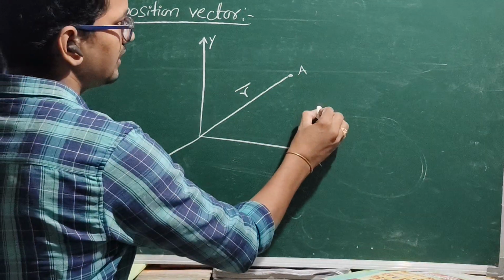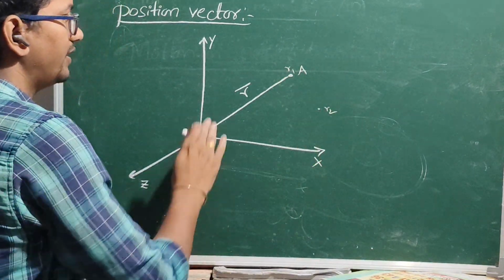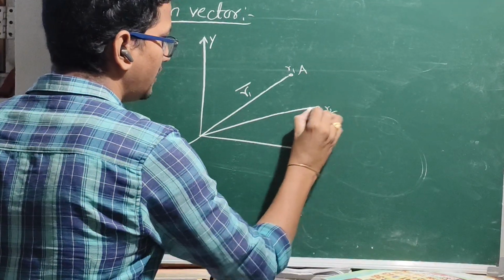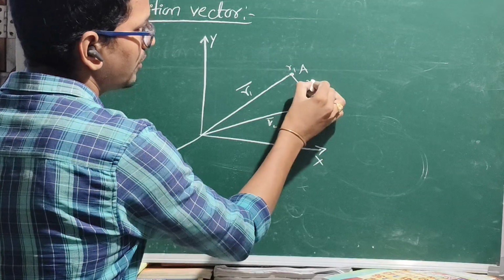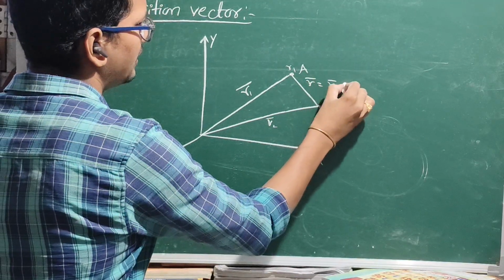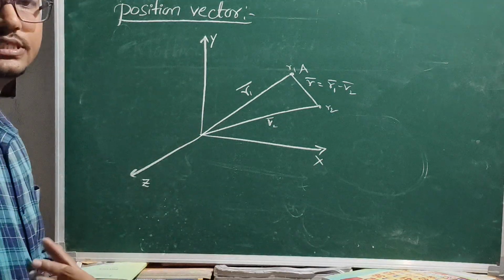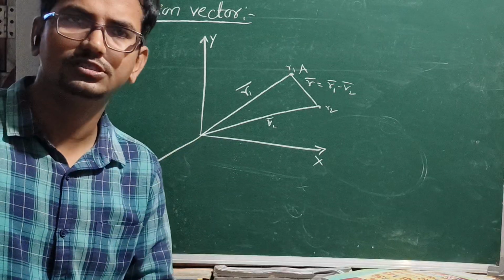If two particles are there, for example moving, for example r1 and r2, how can you find it? We want to find the r1 bar, and the next one is the r2 bar. What is the resultant? R bar is equal to r1 minus r2. We can also write r2 minus r1. That is, the position can be identified by the vector. That is called a position vector.